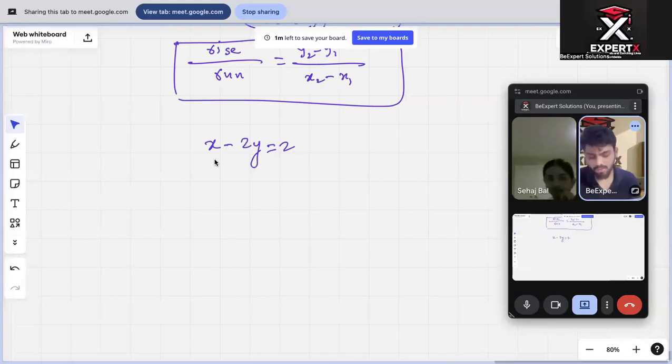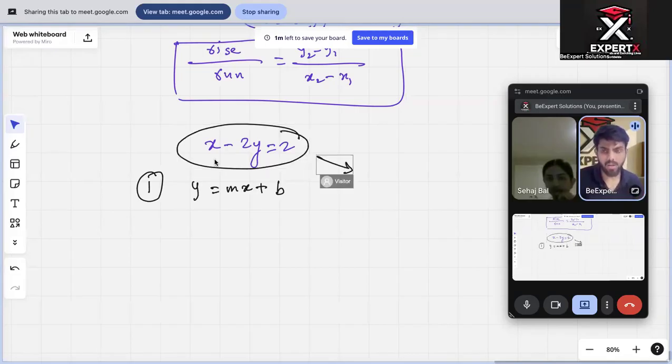The first step is that you have to see what the equation given to you is, and then you have to convert that equation into the form y equals mx plus b. That's the first thing you will do. Now, the second thing: if I convert this equation into this form, it will come out to be, I'm guessing, y equals x by 2 minus 1.